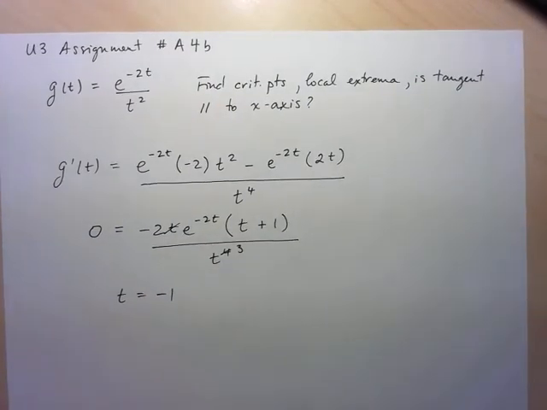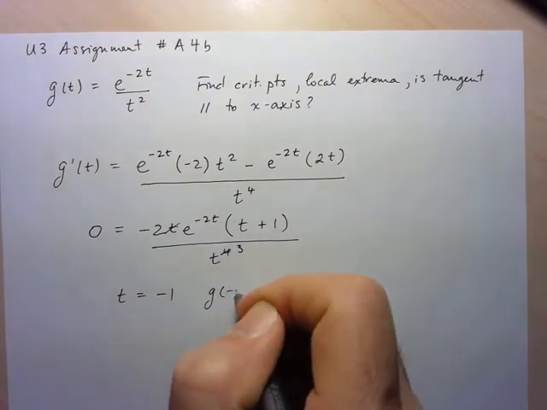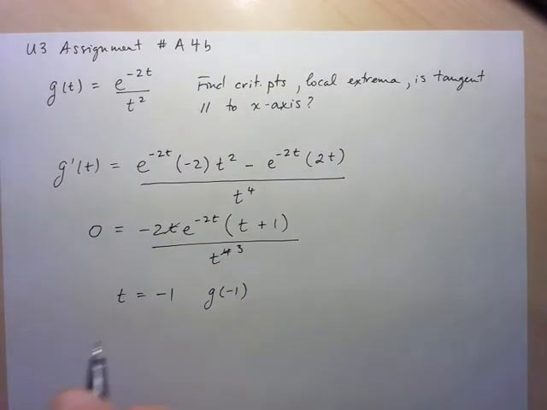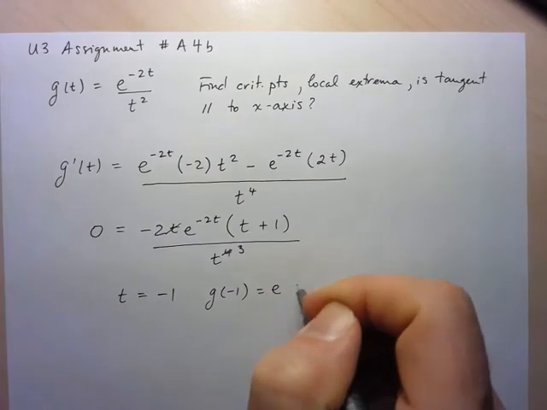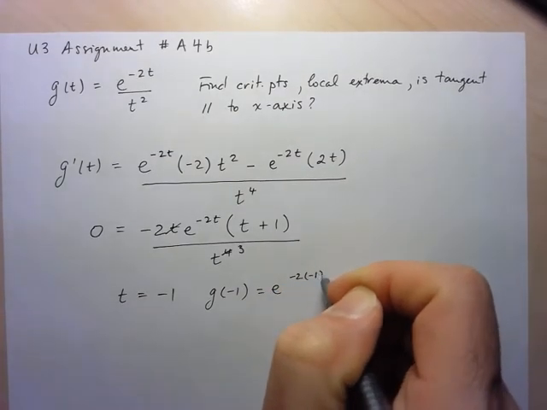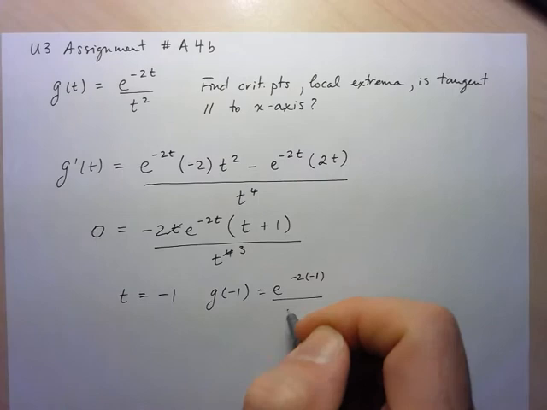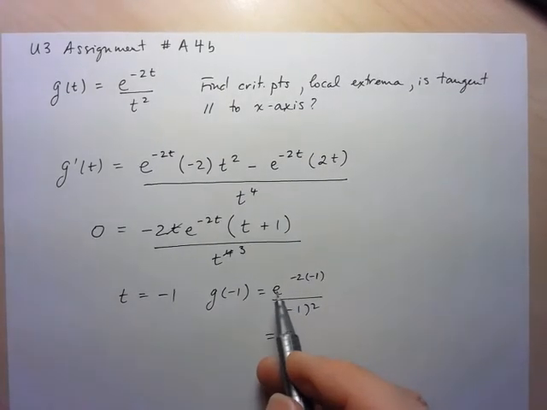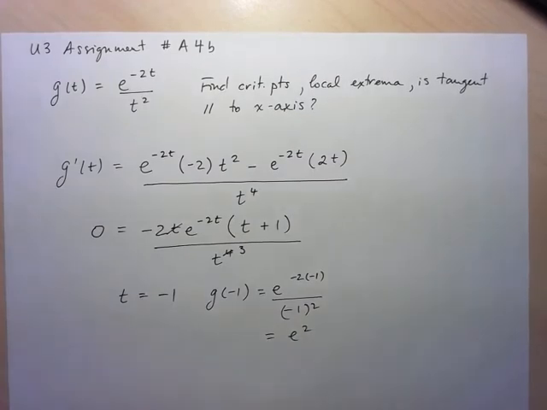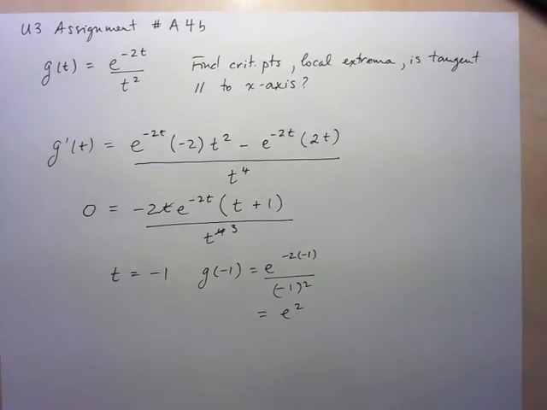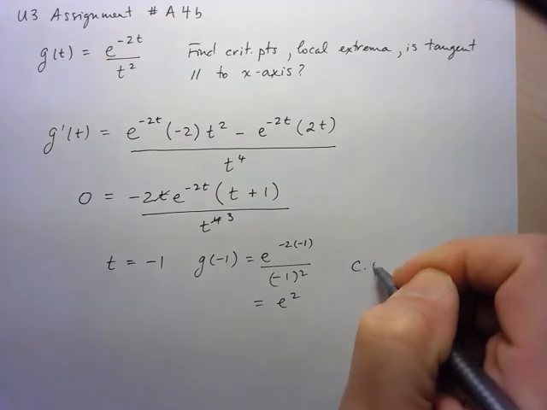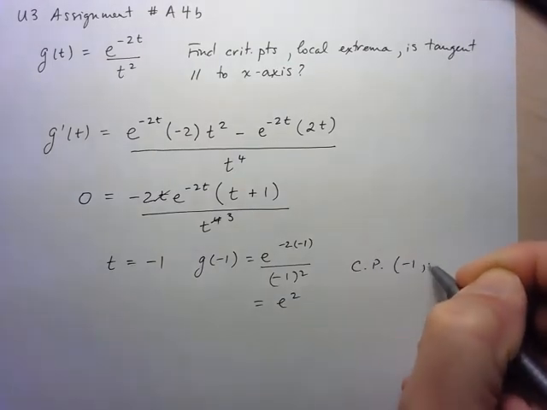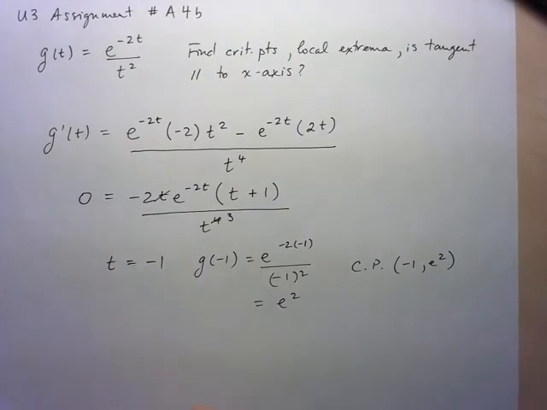So t can be equal to negative 1. Okay, now since they're asking for the critical point, I'll take g at negative 1 to find the y value. So that's just e to the negative 2 times negative 1 all over negative 1 squared. So what do we have? We've got e squared over 1, so just e squared. Okay? So my critical point is negative 1, e squared. All right. So now let's determine if it's a local extremum or not.